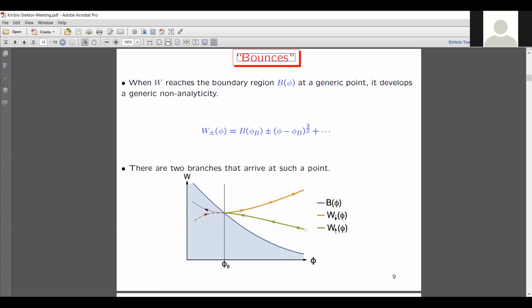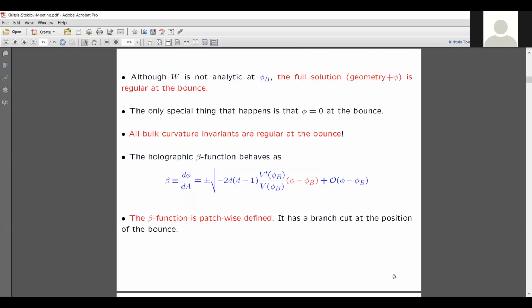And in fact, what happens is that you have a solution that arrives here and stops, and another solution that leaves from here in this direction. There are always two solutions corresponding to the two signs of W prime. Now, in such places, although W is singular, in fact, the flow is perfectly regular. The full solution, both the geometry and the scalar field, are regular. The only special thing that happens, since phi dot prime is 0 exactly at that point, is that the mapping between the first and the second order system breaks down.